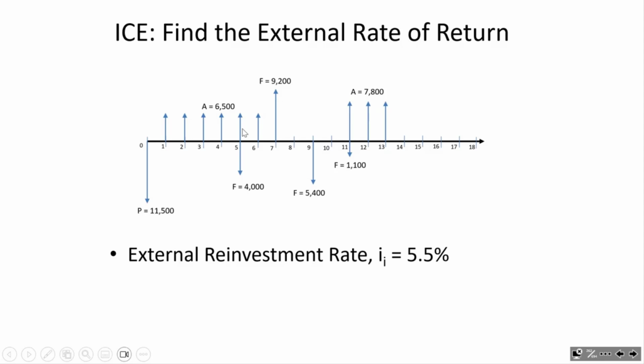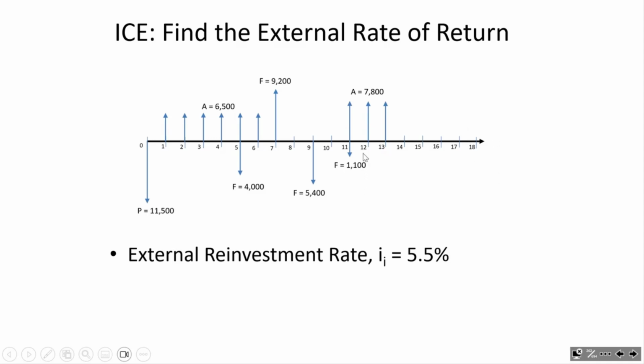So, a couple of warnings. Just because it says 18 years on the cash flow diagram, that doesn't mean that's the study period. The study period is the years in which transactions occur. So it's from time 0 through 13. So don't make the mistake of having 18 being the study period.